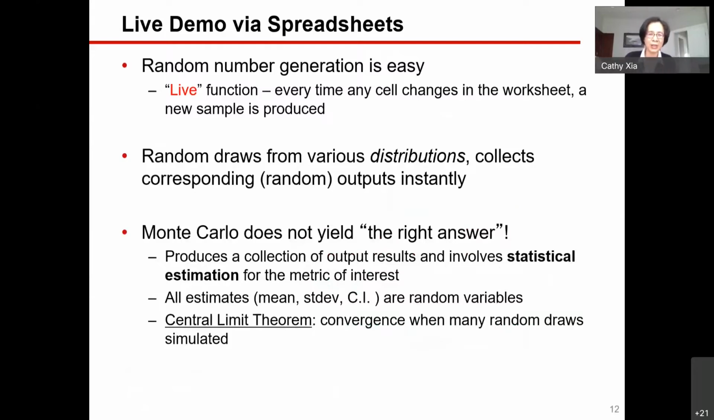Through a live demo using spreadsheets, it is really convenient because spreadsheets have a random number generator encoded, and we also have this live function. Every time any cell changes, all the samples are reproduced, and you can instantly show the students the output. It's also uncertain. It reacts to the uncertain input.